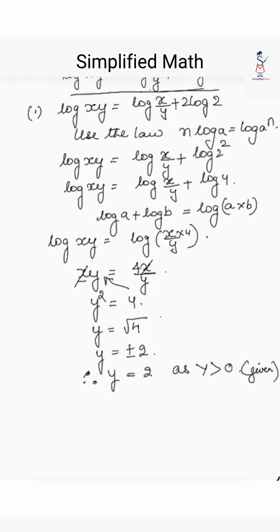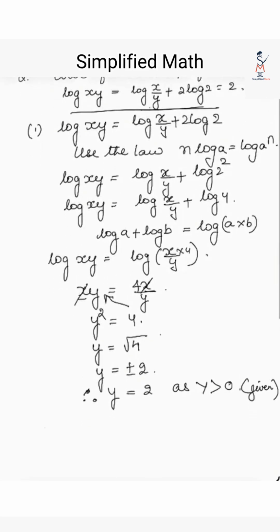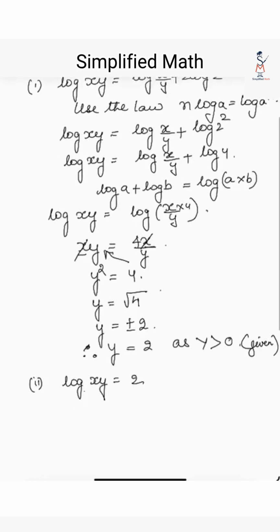Fine. Now what we will do? We got the value of y. Now we can use the second condition. That is, now use the second condition. Log xy is equal to 2. Right? Now we know if there is no base, the base is 10. And log 100 to the base 10 is 2. Why so? Because log 100 can be written as log 10 square, which is equal to 2.